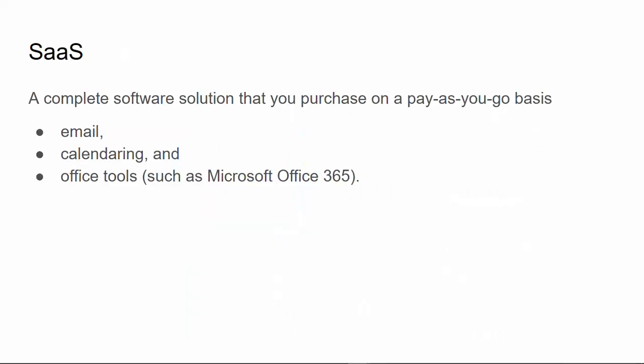And the last model we'll be talking about is SaaS, software as a service. Software as a service is a complete software solution that you purchase on a pay-as-you-go basis. A very common example is online email providers, like Gmail or Microsoft Outlook. You do not need to know where the server is, how they set up the network, what operating systems Google or Microsoft use, or even what kind of email application software you need to worry about.